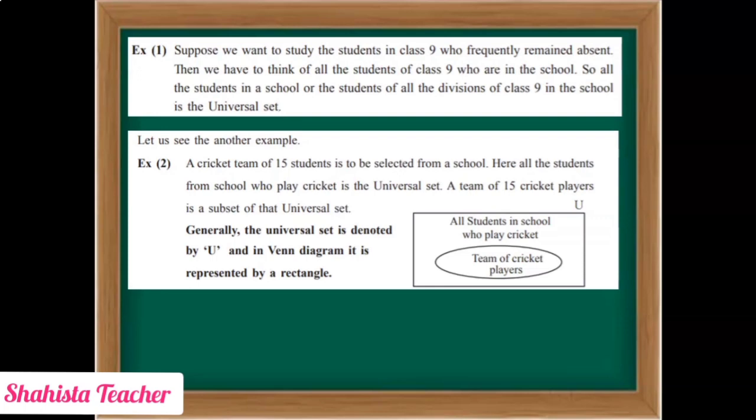Let us see another example here. A cricket team of 15 students is to be selected from a school. Here all the students from the school who play cricket form the universal set. A team of 15 cricket players is a subset of the universal set. Generally the universal set is denoted by U and the Venn diagram is represented by a rectangle. Now here, same as the first one, first draw a rectangle for all students in school who play cricket, and inside that the team of cricket players.